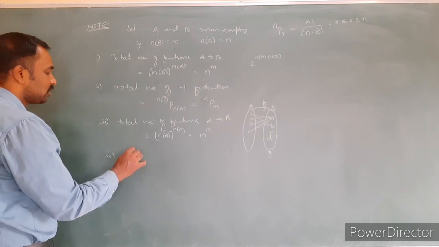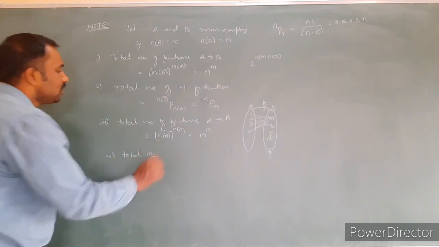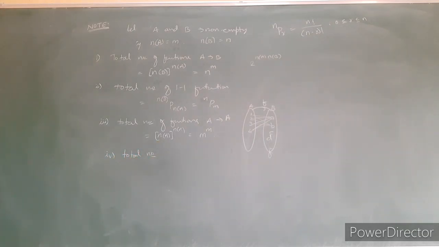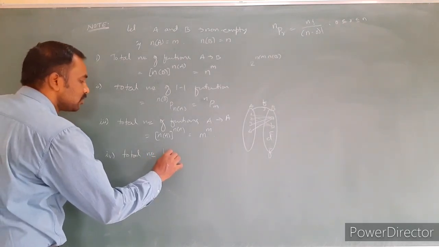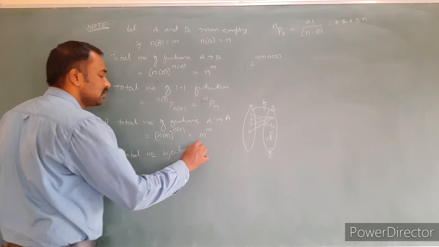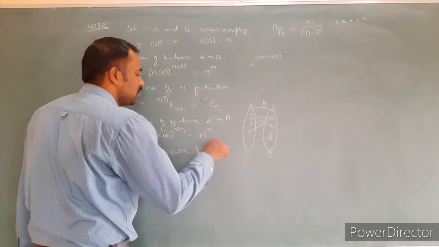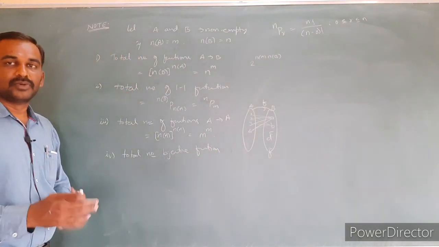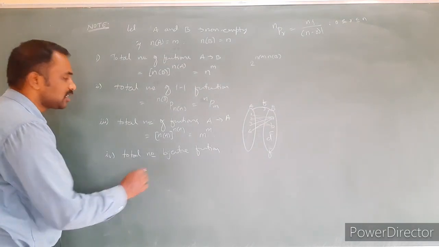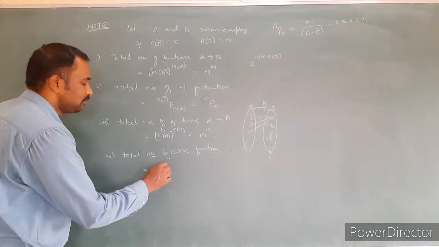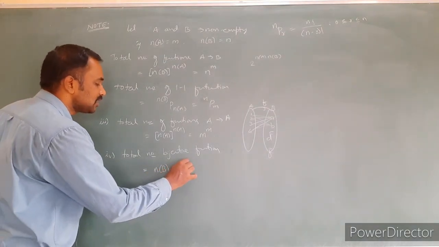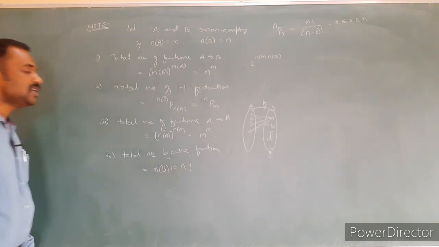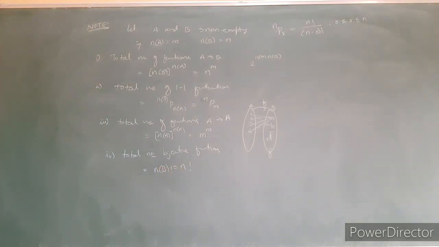Similarly, the next thing is the bijective function. Total number of bijective functions. What is the total number of bijective functions? Bijective means both one-one and onto, and it is given by n(B) factorial, that is, n(B) factorial.